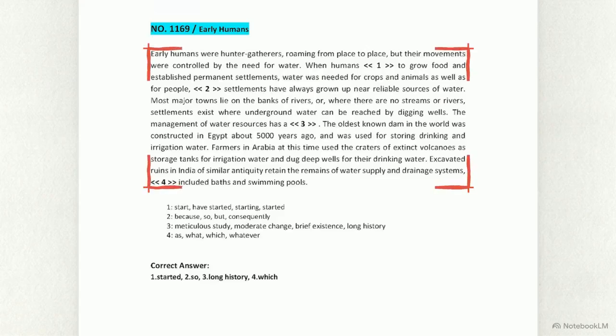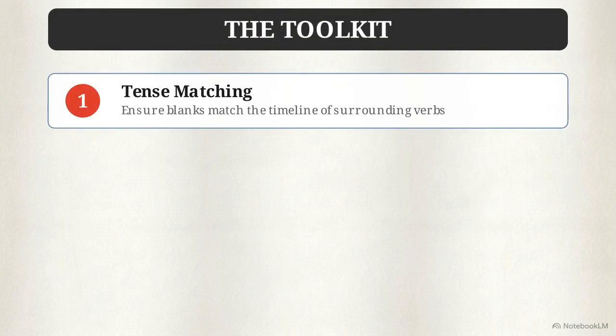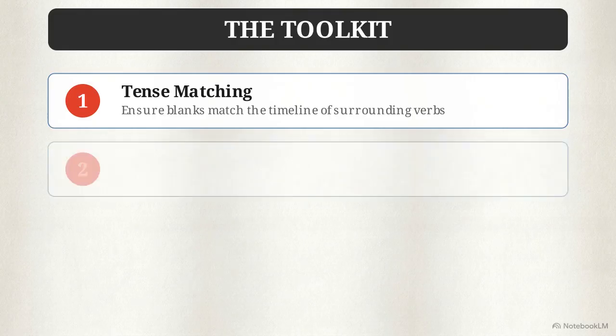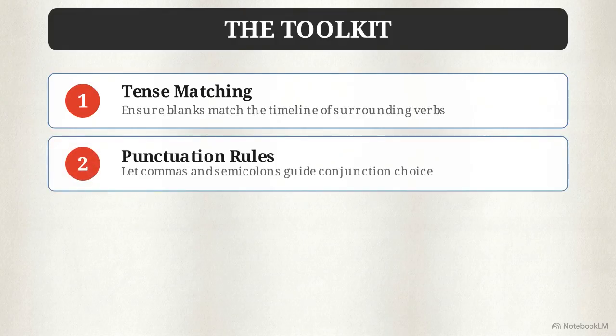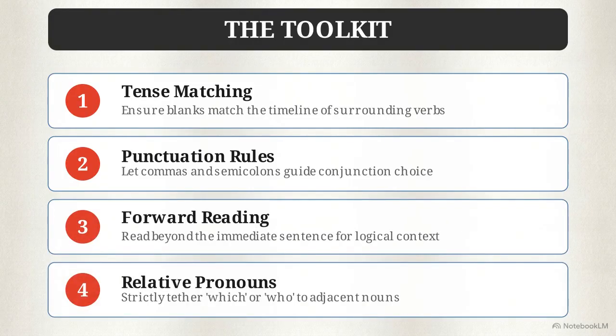Looking back at the completed text, we solved the entire passage step by step using a repeatable methodology. Let's review the toolkit. Rule 1. Check surrounding verbs to ensure tense matches the timeline. Rule 2. Let punctuation guide your choice of conjunctions. Rule 3. Read ahead to establish logical context. Rule 4. Strictly match relative pronouns to adjacent nouns.